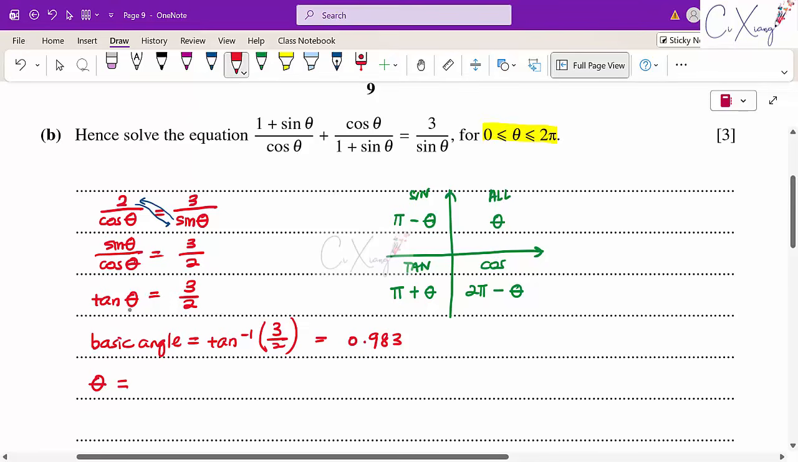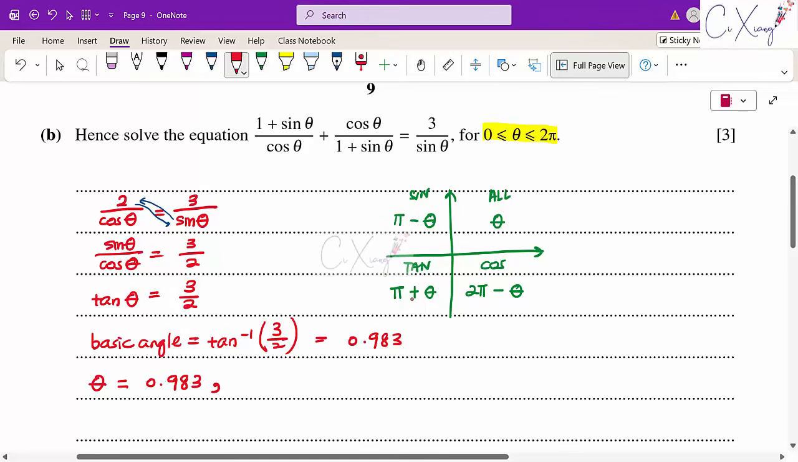All right, we are looking for tangent positive. In the first quadrant, is tangent positive? Yes, right? So I want to accept the answer from this part. So to accept the answer from this part, it should be the basic angle, which is the theta. Therefore, my answer for the first one is 0.983. Okay, in the second quadrant, is tangent positive? We are looking for tangent positive here, right? This is not a tangent positive quadrant, so you just ignore the answer from this part.